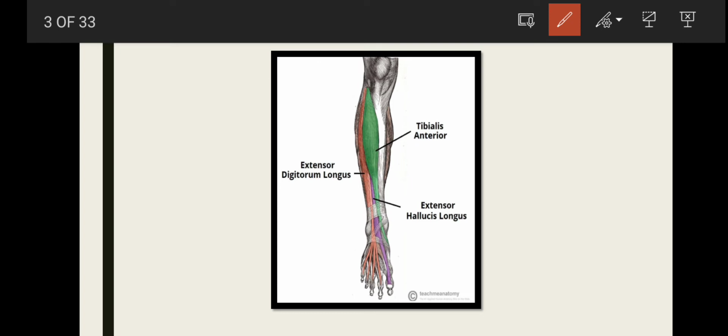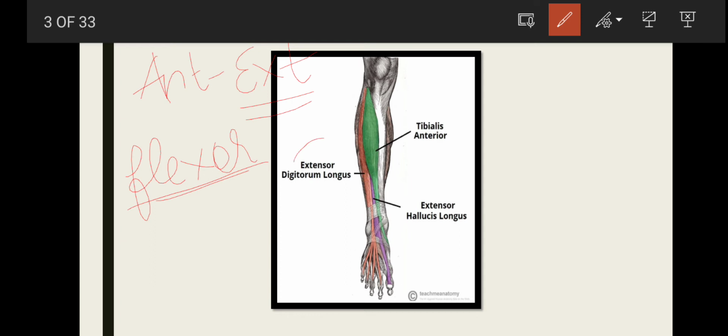The basic thing to know is that in the lower limb, the anterior surface is the one with muscles termed extensors. In the sole area you find the muscles whose names start with flexors. So in the anterior compartment the muscles are named extensor, while in the sole of the foot the muscles are named flexor.